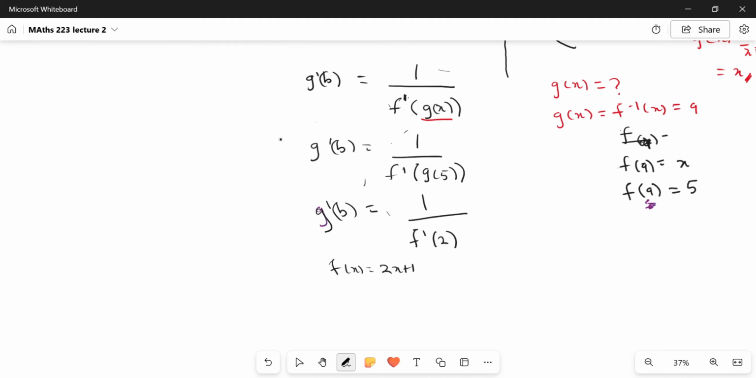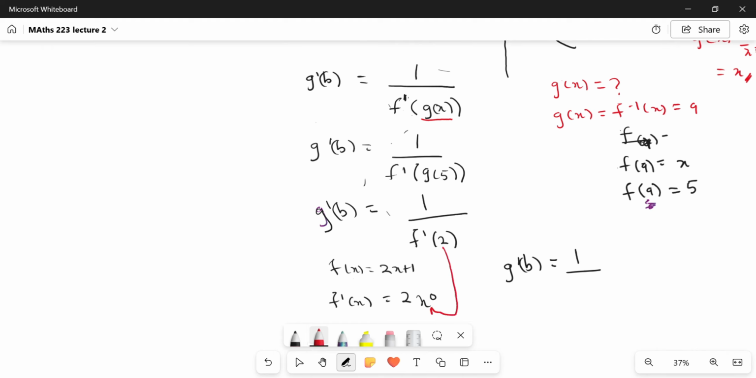So f is equal to 2x plus 1. f prime, the derivative, is equal to 2. Now remember that there is an x to the power 0 over here. So when we make our substitution, we still end up with g prime of b equal to 1 over f prime of 2. So we put 2 wherever we see x, and 2 to the power 0 is 1. So of course, this gives us 1 over 2.